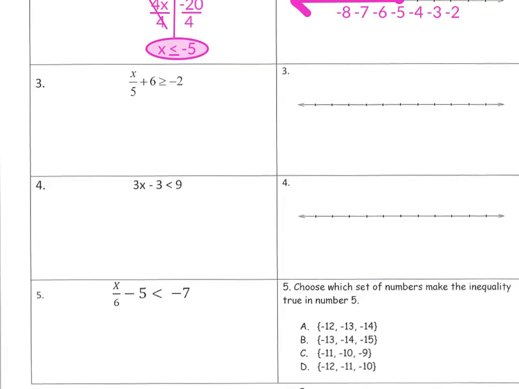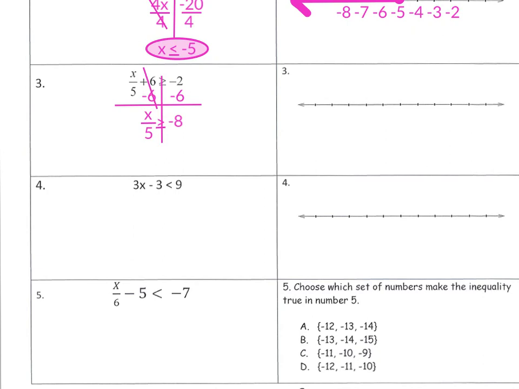Okay, so for the next one, we're going to start the same way. We're going to draw our line down the inequality sign. And when I look at the variable, x is being divided by 5 and then adding 6. So we're going to do the opposite in the opposite order. So instead of adding 6, we're going to subtract 6 from both sides. And when we do that, 6 and negative 6 cancel, so we're left with the x divided by 5 on the left. And then on the right side, we have negative 2 minus 6, which gives us a negative 8.